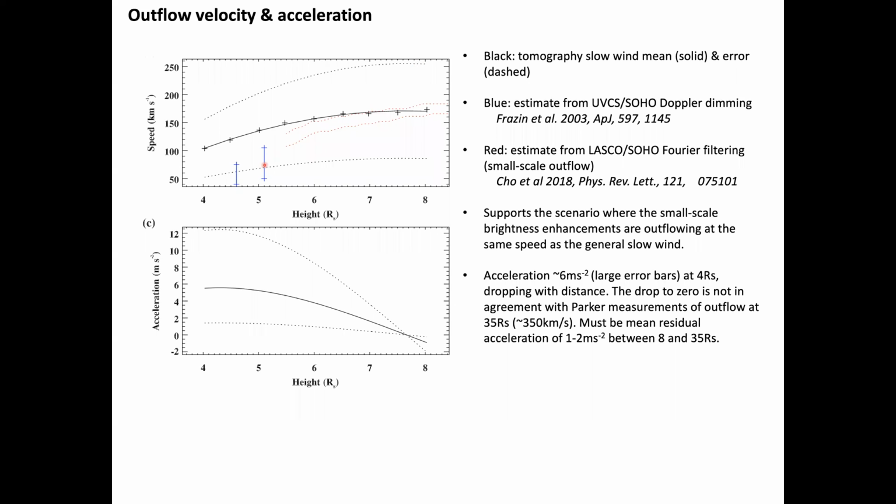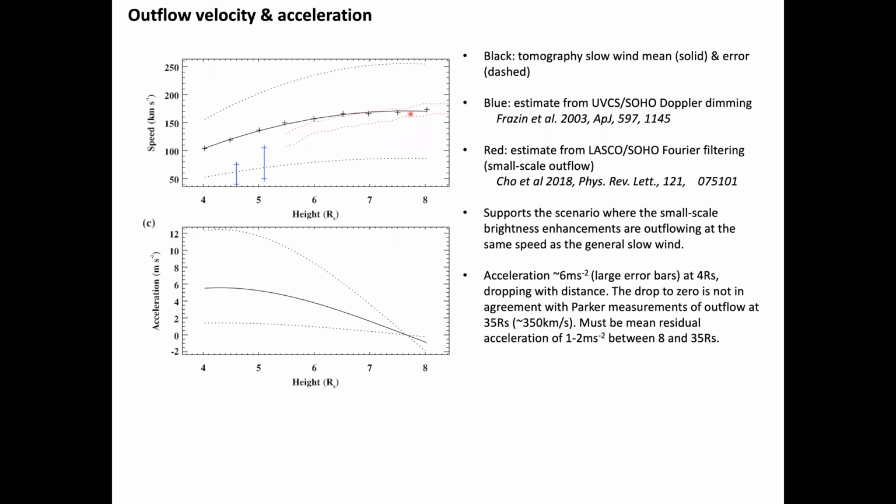The blue points here are estimates from the previous solar cycle for the slow solar wind from the Ultraviolet Coronagraph Spectrometer on SOHO, from Doppler dimming measurements. The range enclosed by the red lines here are estimates of the outflow of small-scale features in LASCO SOHO coronagraph measurements.